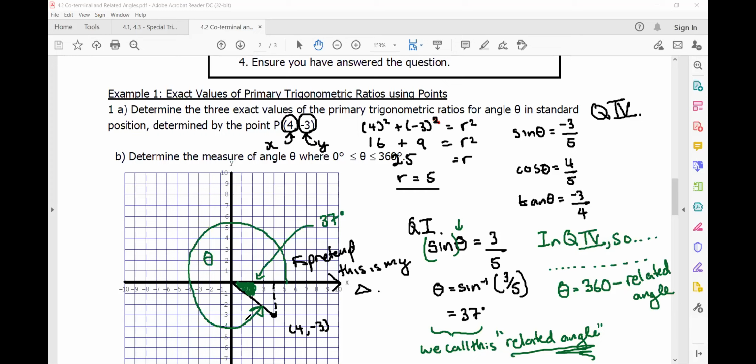Well, you know that a full circle is 360. So from the 360, just take away that portion and you have your angle. So 360 minus 37, the angle that we have been working with, is 323 degrees.